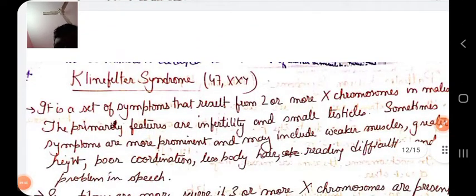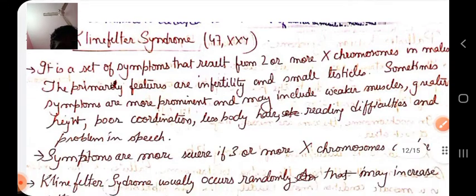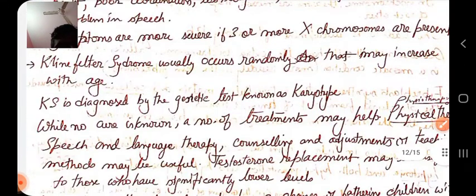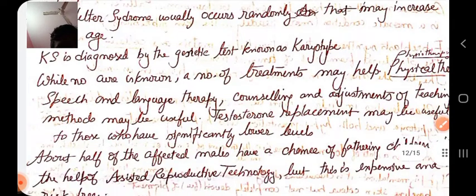Klinefelter syndrome, you always know, is an extra X chromosome in male. You have studied it in your class 12 syllabus. You just go through it, where it occurs and what effect it has, the symptoms. That's much.